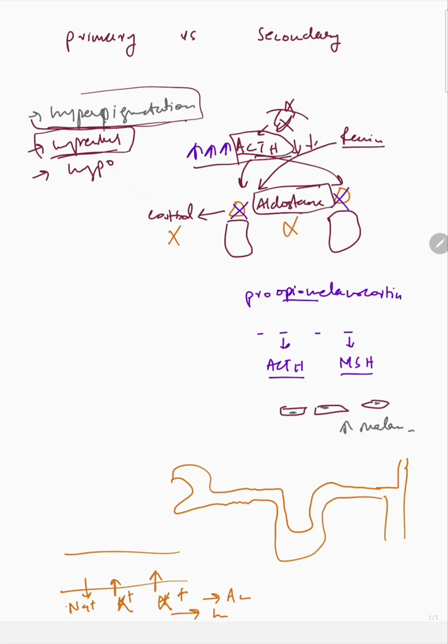Hope this helped with the differences between the two. Adrenal insufficiency actually presents with abdominal pain, nausea, and vomiting. That's just a general presentation, but these two are the main differences: hyperkalemia and hyperpigmentation.